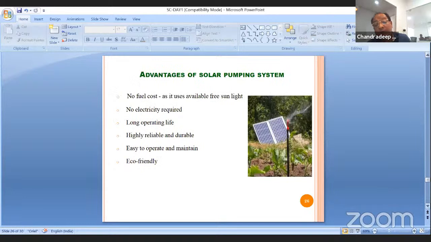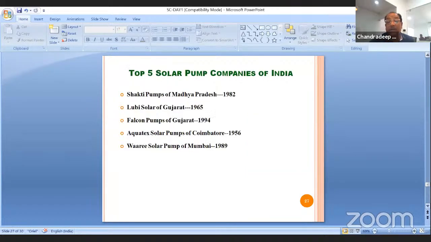Advantages: no fuel cost. I say for 25 years, no fuel cost. Whatever the cost of coal or petrol, diesel goes up, you don't care because you have already paid at one time. And the sun will not charge any money to give you the abundant radiation. No electricity required, long operation life, highly reliable and durable, easy to operate and maintain, eco-friendly.